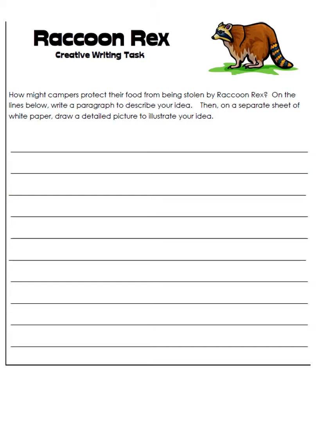Creative writing task from Raccoon Rex. How might campers protect their food from being stolen by Raccoon Rex? On the lines below, write a paragraph to describe your idea. Then, on a separate sheet of paper, draw a detailed picture to illustrate your idea.